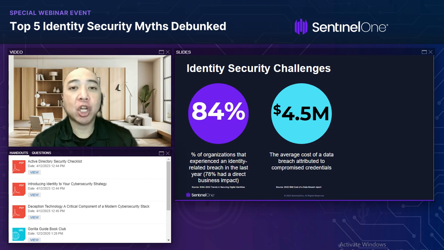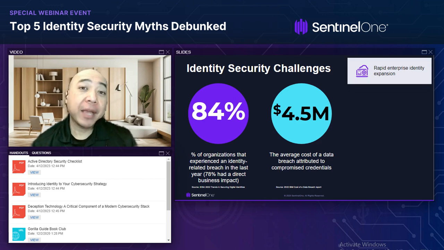4.5 million. This is how much it costs for an average data breach attributed to compromised credentials. This includes cleanup and any ransoms paid. And what makes that hard? Well, first of all, your enterprise has more identities than it has actual users. I think the last estimate was the average enterprise has between 3 and 5 times the number of identities, accounts, than it does actual users.